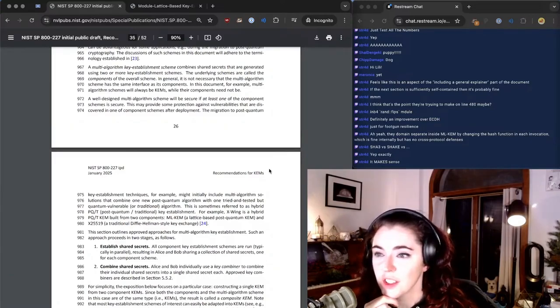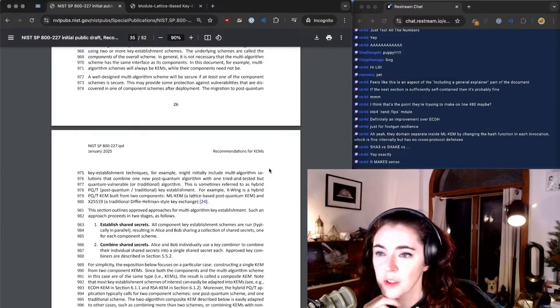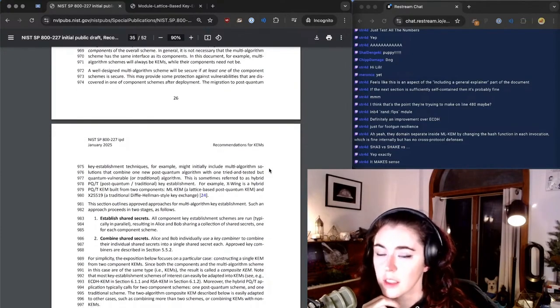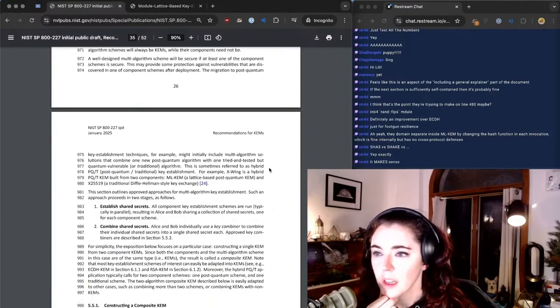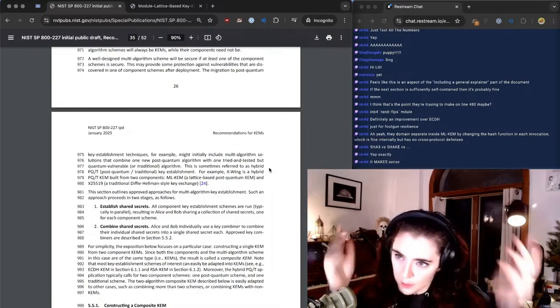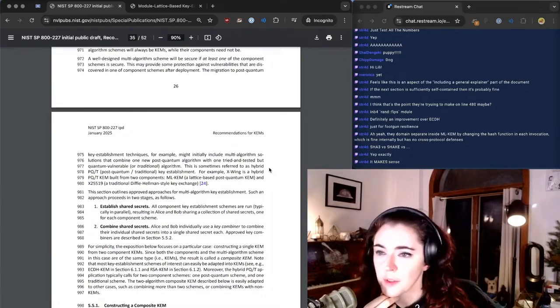Shared secrets generated using 2 or more key establishment schemes. You call them components. Yes, several schemes. Not necessarily, the multi-algorithm scheme has the same interface as its components. Correct. I've made several of them. In this document, for example, multi-algorithm schemes will always be KEMs, other components need not be. Yep. Okay. Yep. Scheme will be secure if at least one of the component schemes is secure, parenthesis, whatever that means. May provide some protection against vulnerabilities that are discovered in one or more component schemes after deployment.